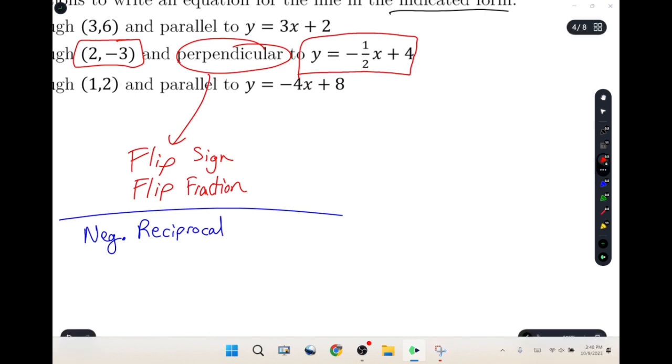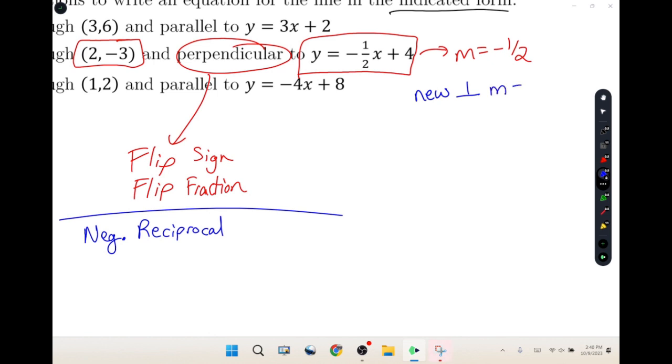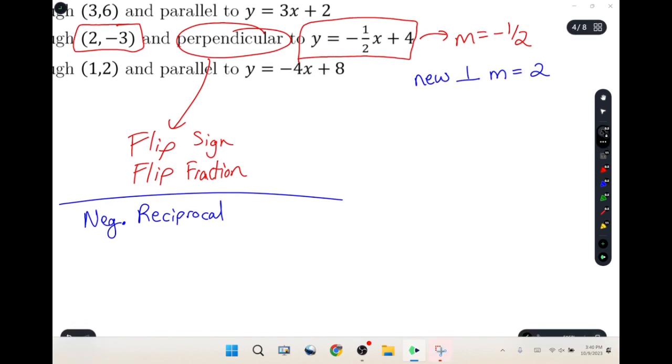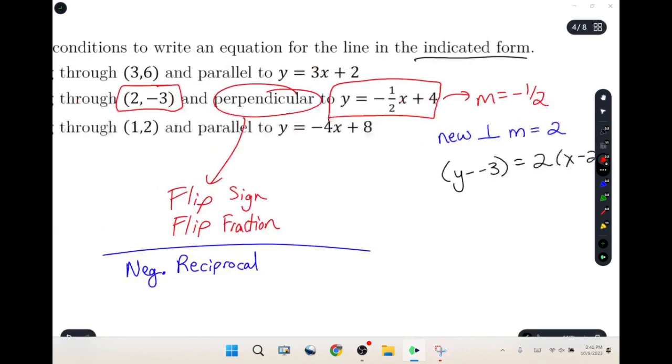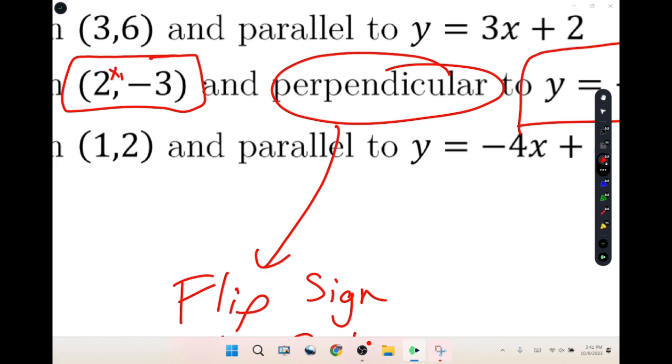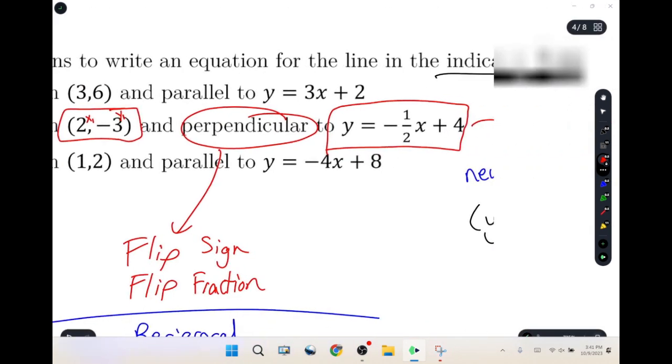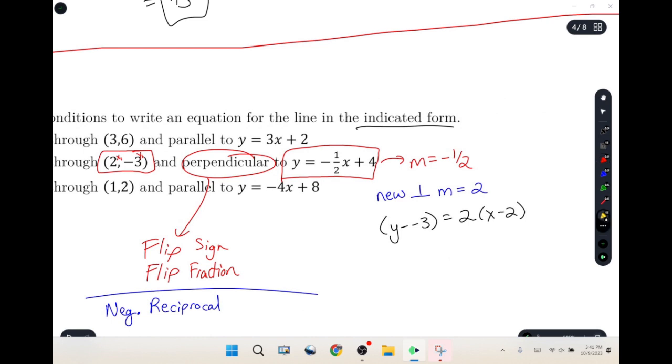So the original slope was m equals negative 1/2. So the new perpendicular slope, m perpendicular, equals 2. Okay, that's not that bad at all. So we're going to do y minus negative 3 equals 2 times (x minus 2), because we got x1 and y1 from over here. And that's our answer.